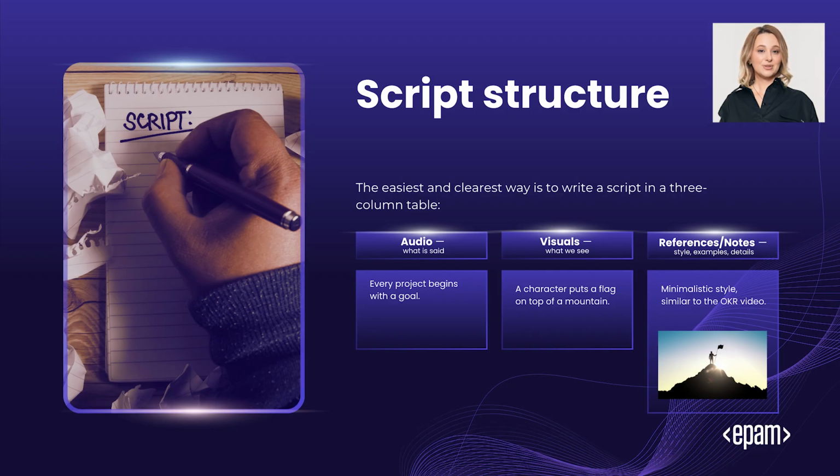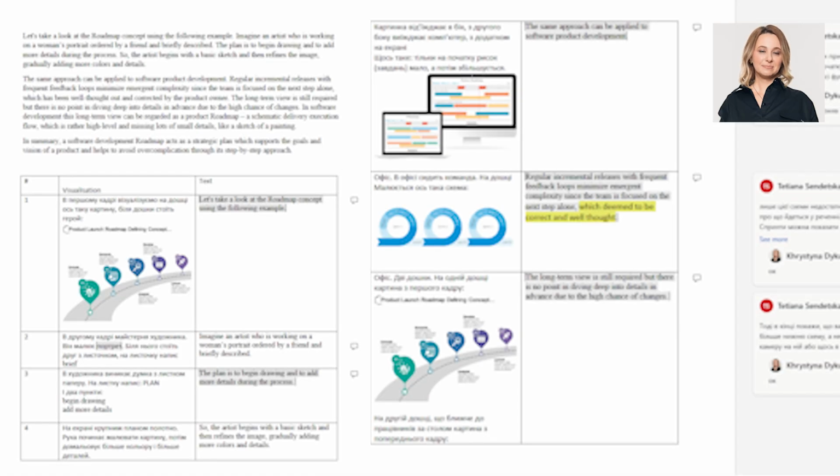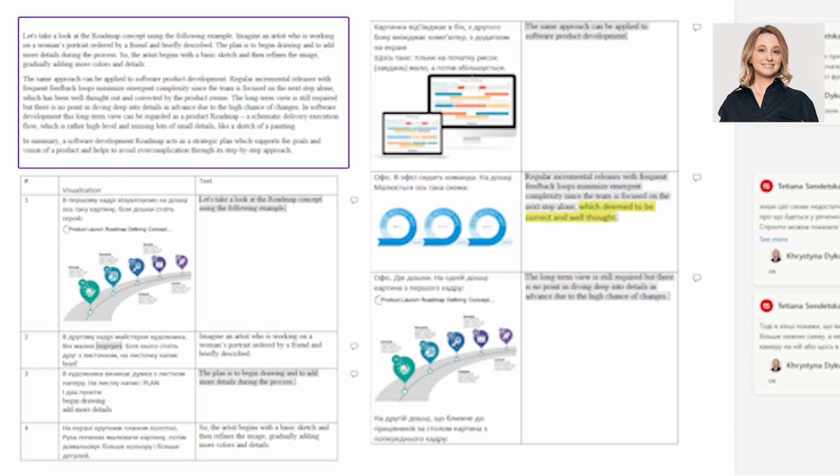Let's now look at a real script as an example. Here you see only 2 columns plus comments that replace the 3rd column. So what do we see here? First, we have the full written text for the voiceover. This way, the animator doesn't have to pick single sentences from different places and put them together for the audio. It makes the workflow much easier.